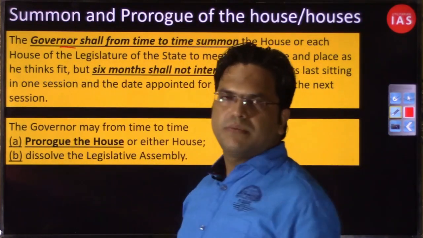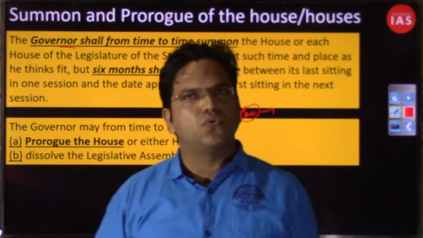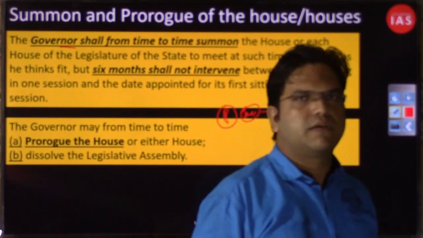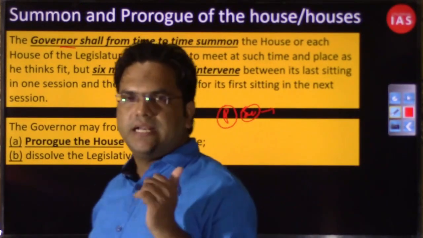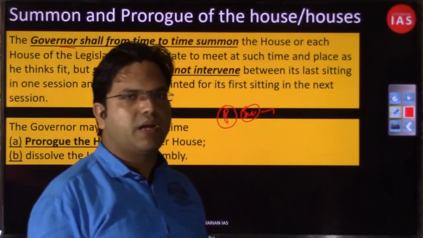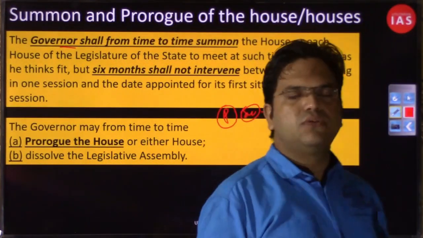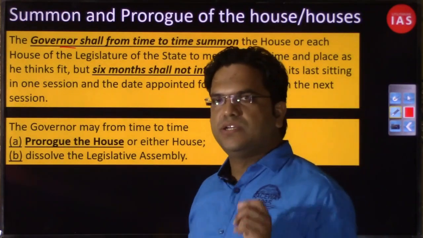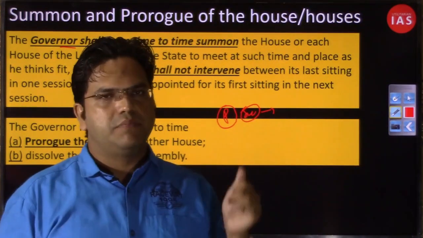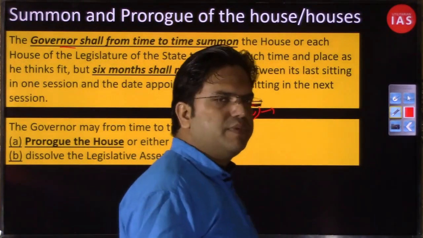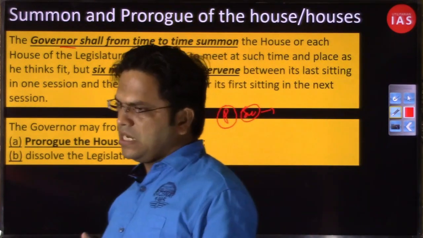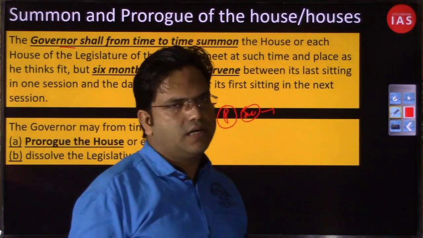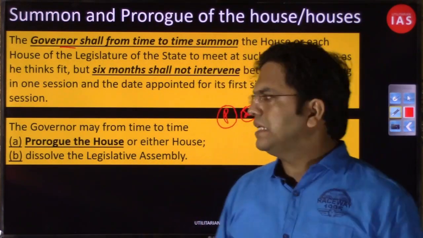So rest assured, regarding these kinds of traps, the only thing that you should know is that it is the power of the governor to summon and prorogue the house, and he does so on the advice of the chief minister, right? Whether that advice is binding on the governor, whether the governor can independently exercise this summoning power or prorogue power, those nature of questions, I guarantee you, will not be asked in the prelim. This is a subjective or analysis based question, and these kinds of questions can be asked in mains to check your analytical ability, right? So from that angle I discussed this.